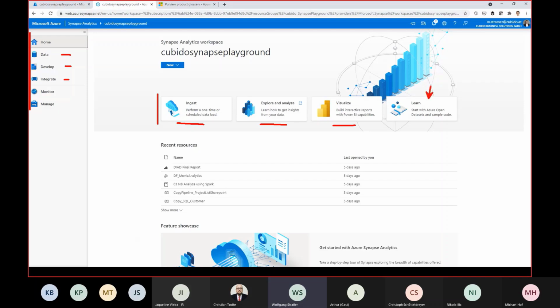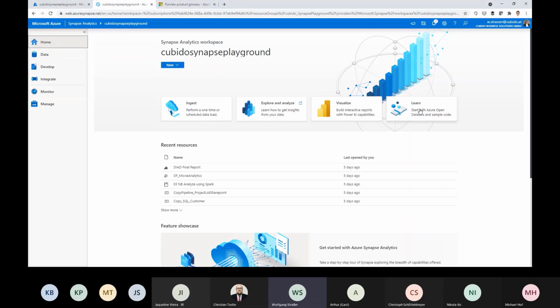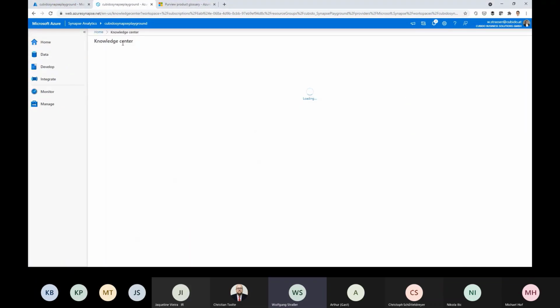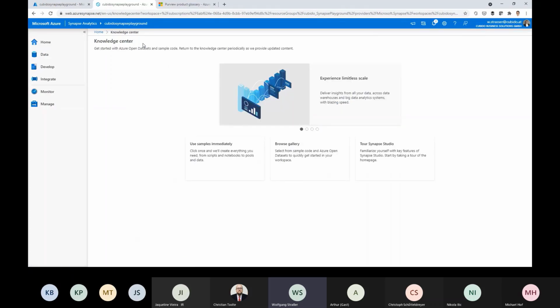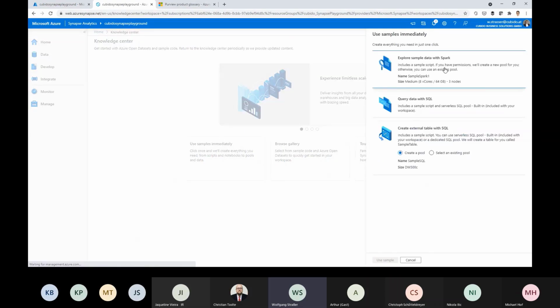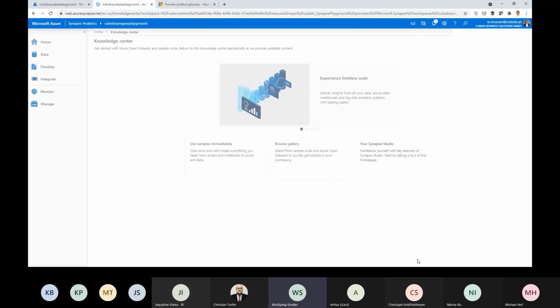But if you are new with Azure Synapse Analytics, the Learn button is a big recommendation, because behind that button, we go to the Knowledge Center. The Knowledge Center has links to the documentation, but that is nice, but there are samples you can start with immediately. So if you want to learn about Spark-based data analytics, if you want to query your data with SQL or work with different ways of SQL, just go over here.